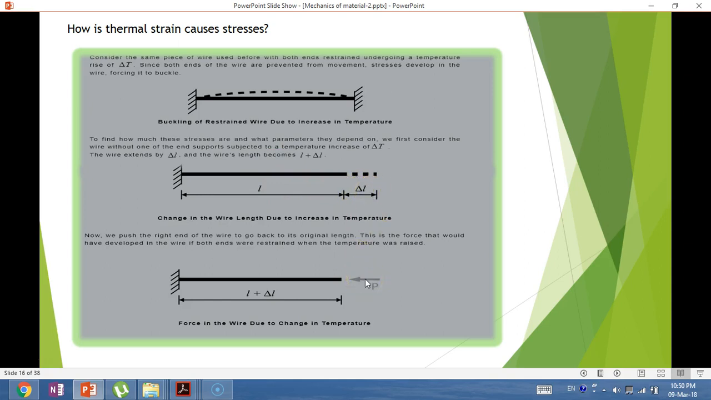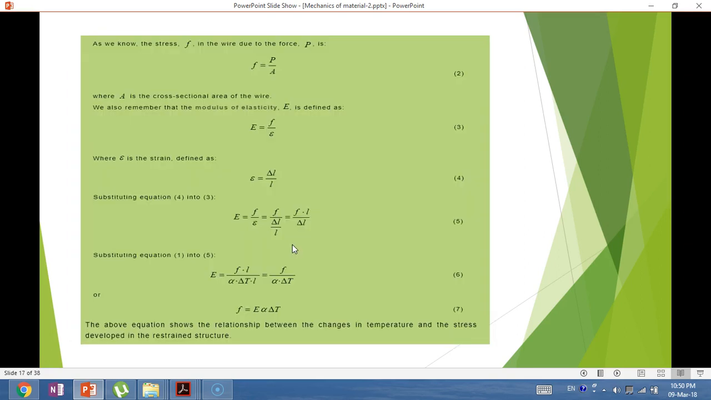Now in order to oppose such expansion, we are assuming that there is a force returning the expansion back to length L. Now we push the right end of the wire to go back to its original length. This is the force that would have developed in the wire if both ends were restrained. As we know, the force will cause stress, and this stress is equal to F divided by A, where A is the area of the cross section of this wire.